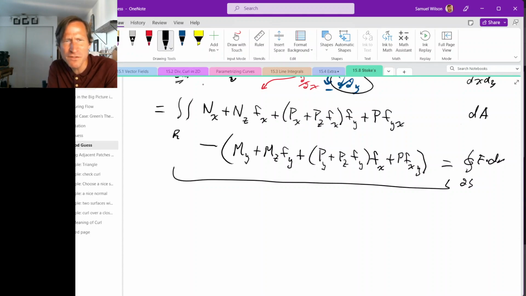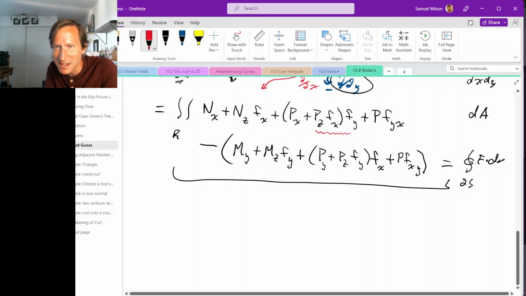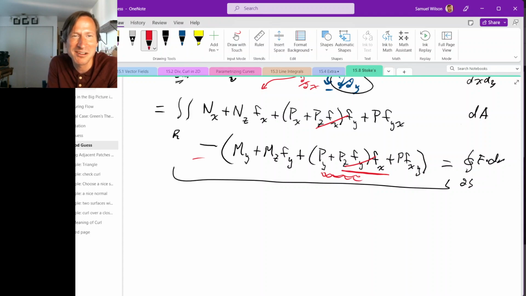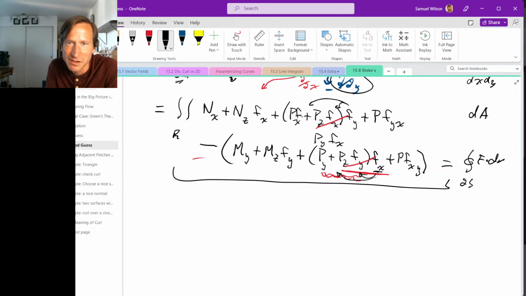It's not as bad as it first appears, because if you look carefully, right here we have a p sub z, f sub x, f sub y, and here's the same thing, but with a minus sign in front of it. So these parts actually cancel. So that's something. Not a lot, but it's something. So that leaves us with a p sub y times f sub x, right? Don't forget to distribute this f sub x. And so this f sub y also ends up over here.